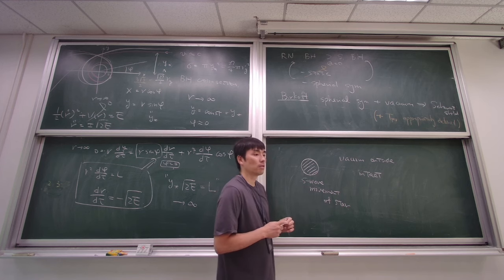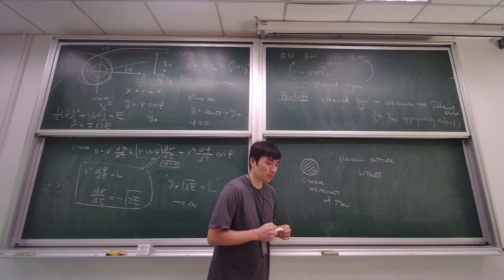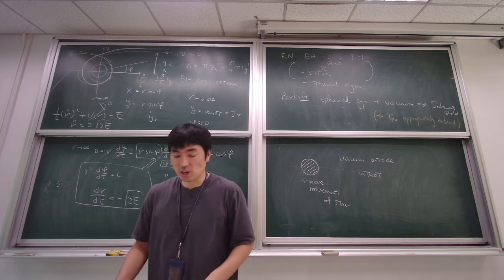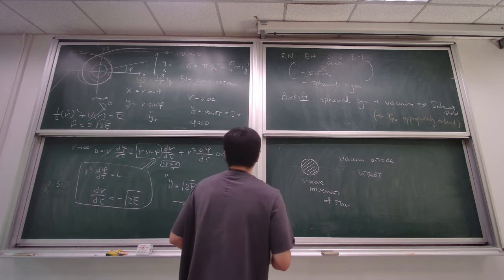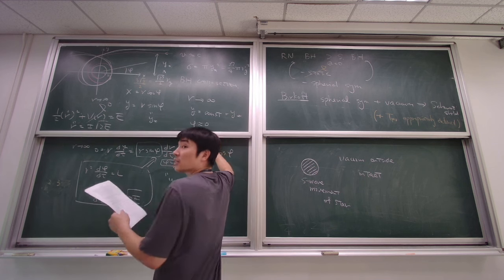You mean it will not emit gravitational waves? Yeah, it doesn't emit gravitational waves, even though it's moving. Yes. So that's a striking consequence of the Birkhoff theorem, and let's prove that. It's very easy.